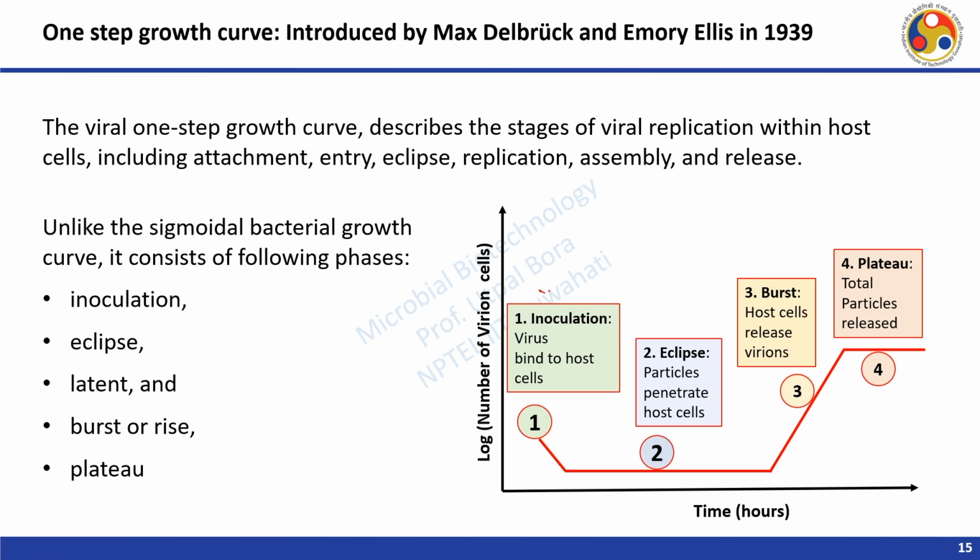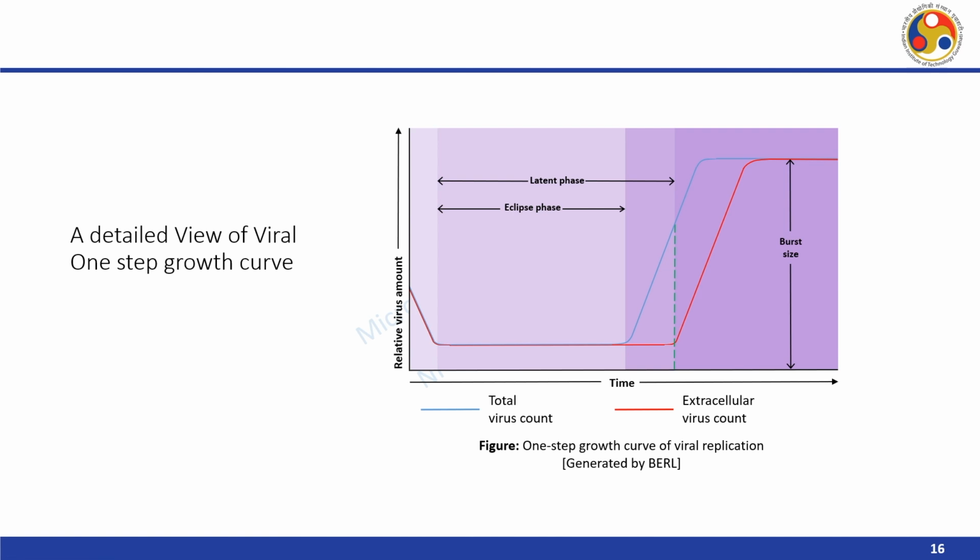The first phase is the inoculation, where the virus binds to the host cell. The second step is the eclipse, where particles penetrate the host cell. The third step is the burst, where the host cells release virions, and the fourth is the plateau, where virus particles are released. So, this diagram shows a detailed view of the viral one-step growth curve with the latent phase and the eclipse phase and the burst size.